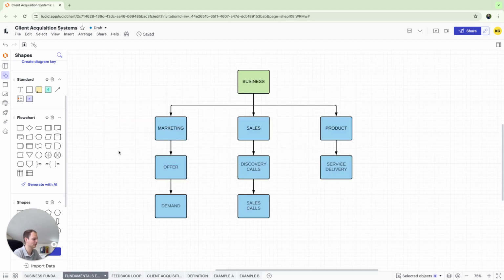So we look at our fundamentals explained. We have our offer, we have our demand generation, we have our discovery calls, we have our sales calls, and we have our service delivery. And all of this works in unison as a system so that we can continue to sign more clients. So now that we understand client acquisition systems, what kind of impact could it have on your business?